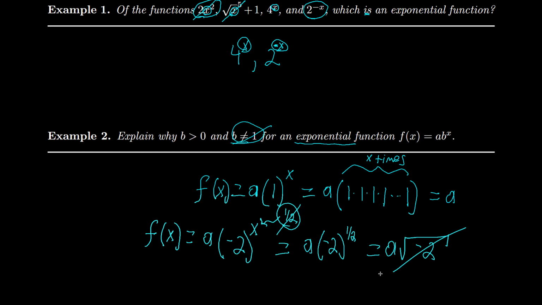So again, this is more of a sketch of a proof than an actual proof, but this is the reason why b has to be greater than 0. If b is less than 0, then we're going to run into a situation where we could have negatives under square roots, and we will have the domain not being all real numbers like we said it was. So b has to be greater than 0 for us to have that nice property. All right, we move on.